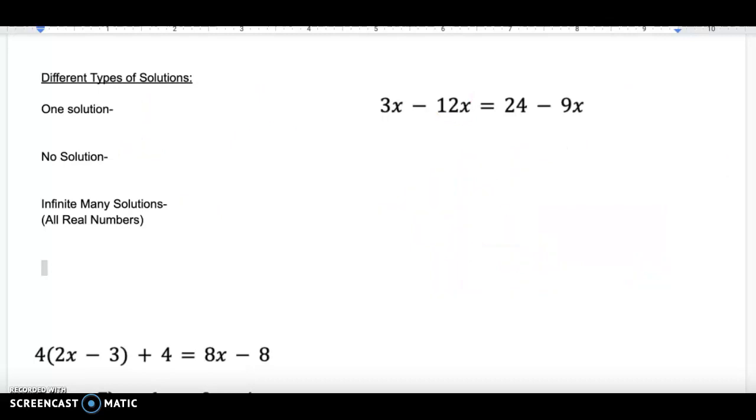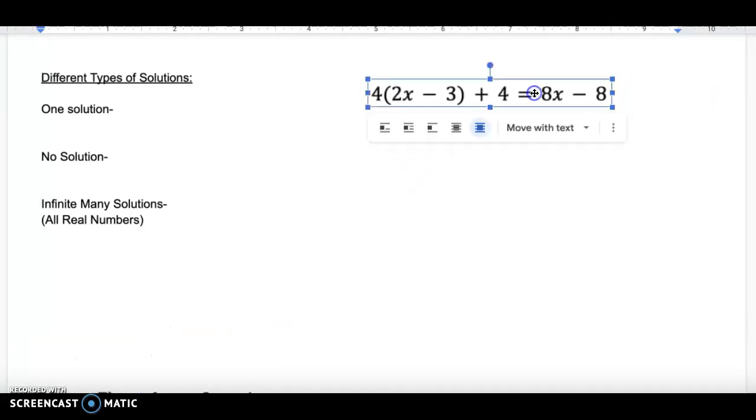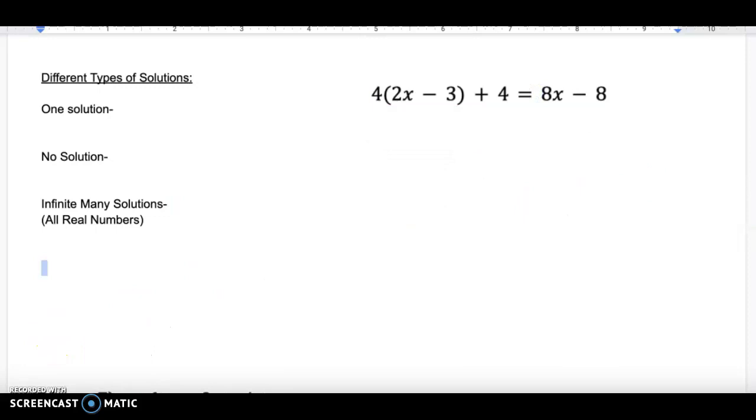All right, let's look at another one. So that was our answer if it was no solution. Let's look at this one and see what we come up with here. Okay, so again, I have some parentheses. So my first step is going to multiply through these parentheses.